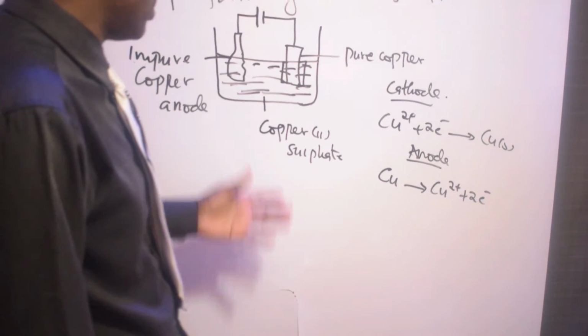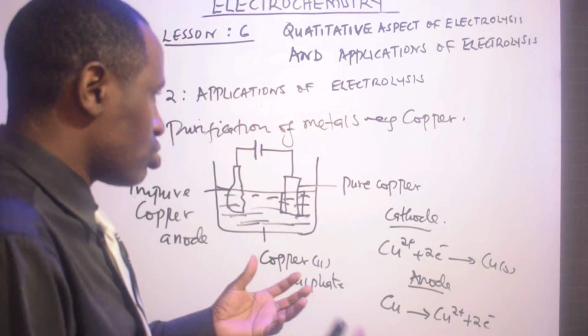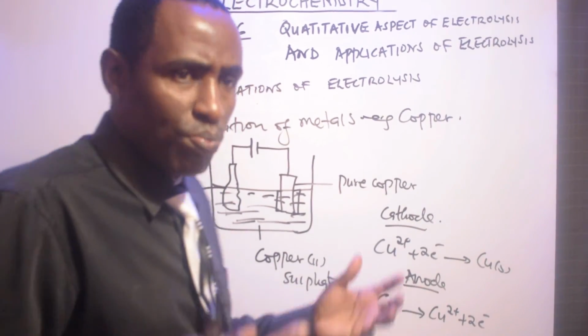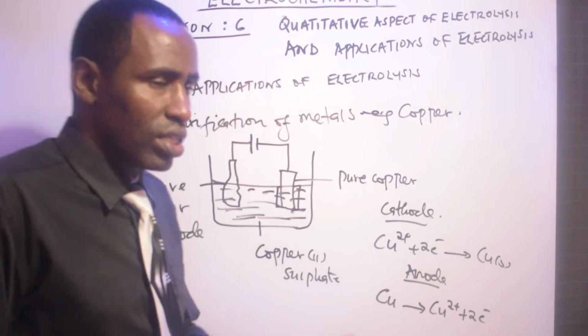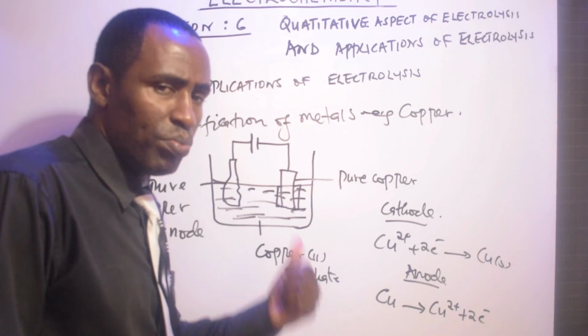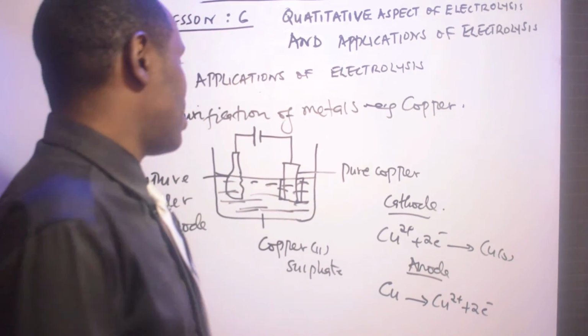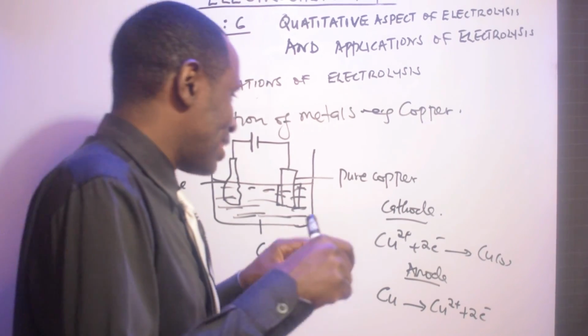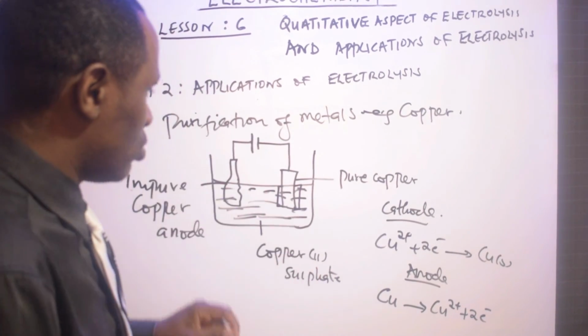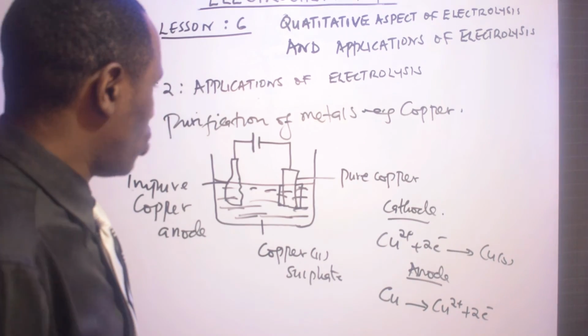So kindly let us take note of this. You can actually get a question on this. You draw a setup that can be used to purify copper metal or any other metal. What you just need to note is that the impure form will be at the anode, the pure form at the cathode, and of course the electrolyte must have the ions of the metal that you are purifying.